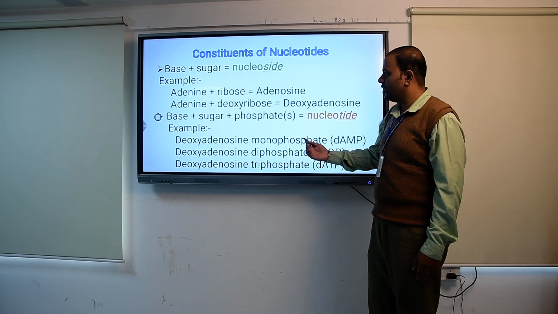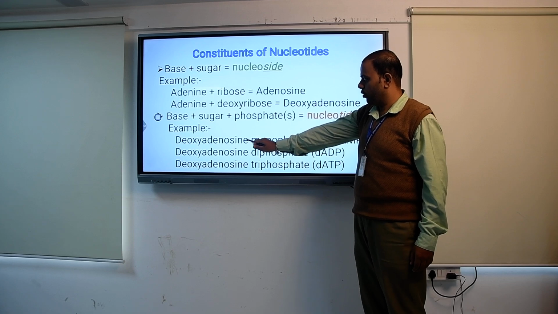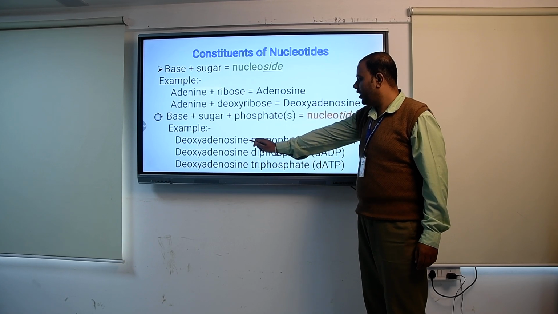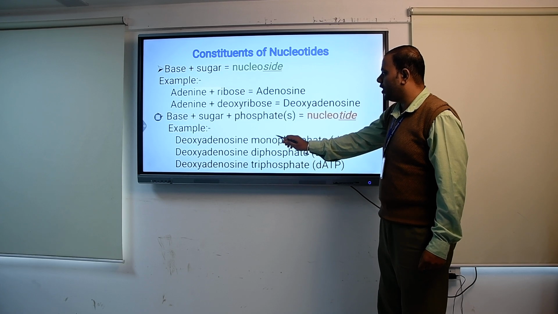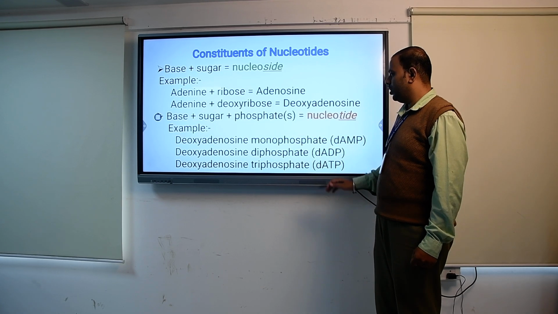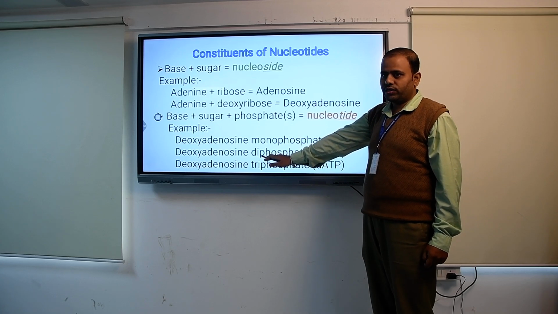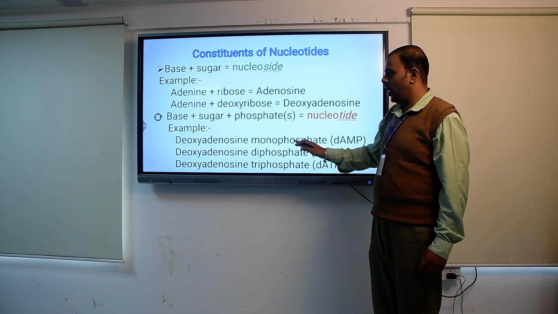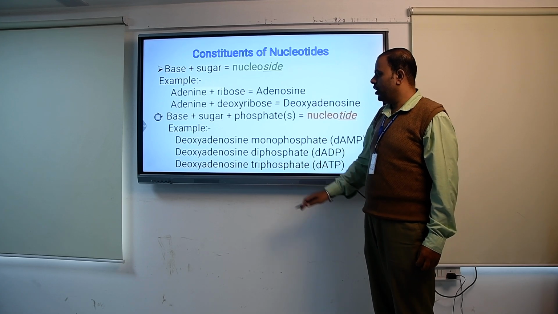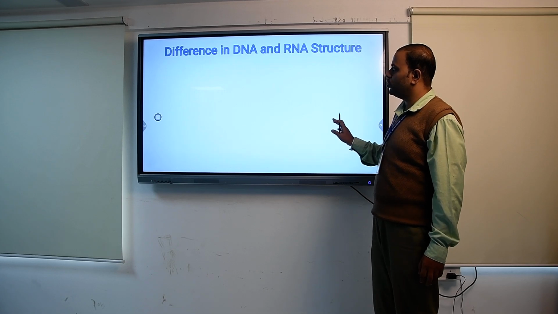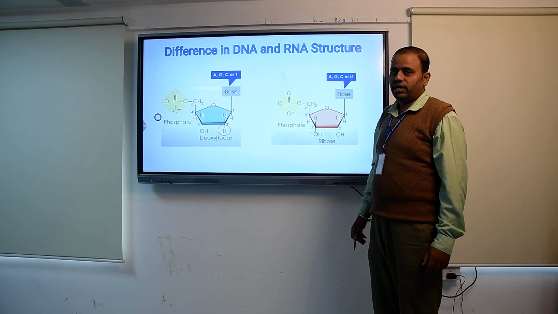So let us see how it forms the DNA nucleotide. If we take the sugar as deoxyribose sugar and adenine is added to it, it forms deoxyadenosine monophosphate, that is called deoxy-AMP. Then when an extra phosphate group is added to it, it forms deoxyadenosine diphosphate. And when a third phosphate group is added to it, it forms deoxyadenosine triphosphate. So this is how the composition of nucleotides in DNA happens.